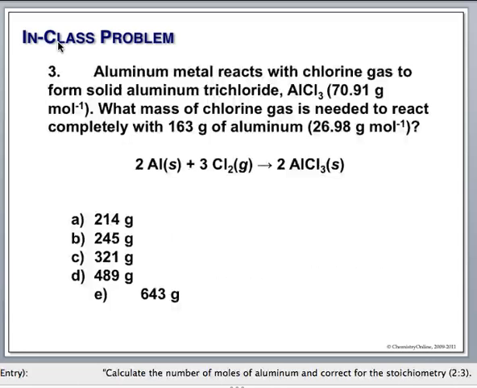Aluminum reacts with chlorine to give aluminum chloride. We want to know a mass of chlorine that we need to react with 163 grams of aluminum. Now, step one, our stoichiometry here is 2 to 3, right? 163 grams of aluminum at roughly 27 grams per mole. We can figure out how many moles this is. The mole ratio to give us chlorine, 2 moles to 3 moles.